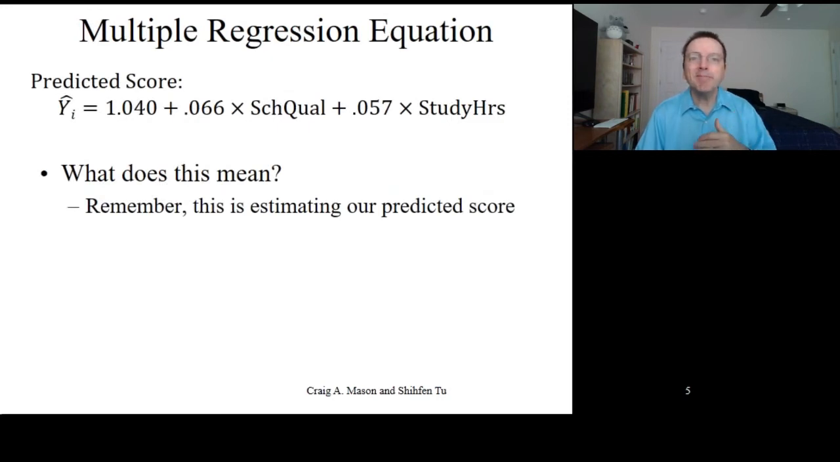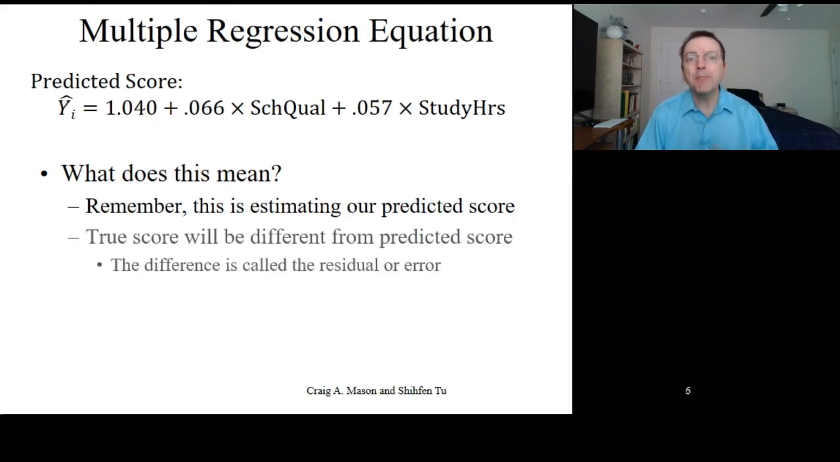Now, we can plug in any values for school quality or study hours, do the math, and the result is our predicted score for the outcome, grades. That's why we have the y hat with the little hat symbol on top. Y hat is our predicted score for the outcome, y. But in reality, remember, our predictions won't be exactly correct. The true score, the true y, will be different. Maybe higher, maybe lower, but different. The difference is our residual or error.